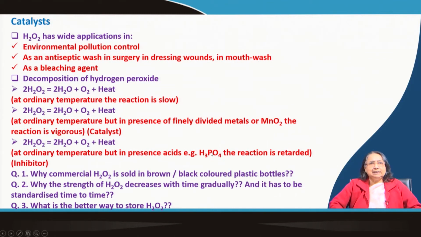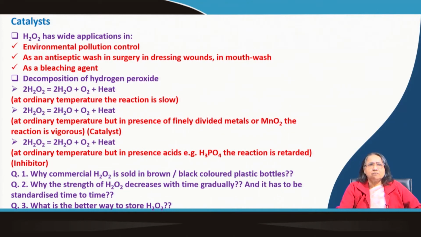Phosphoric acid is also a catalyst, not only one that makes the reaction faster, but it may also make the reaction slower. Then it can be called an inhibitor or a negative catalyst, something like that. So, that means it is a substance which affects the rate of a reaction by its presence.